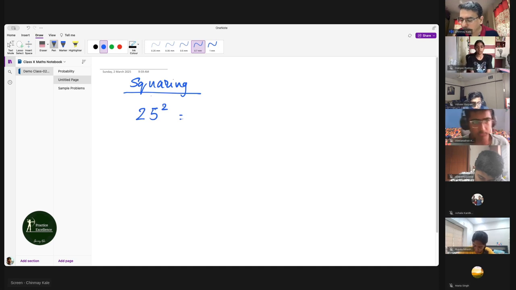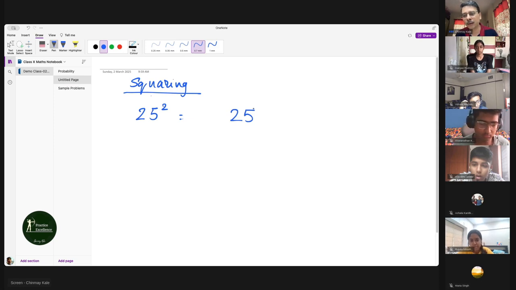Look at all numbers ending with 5. Always have 25 as the end, right? Everybody knows this. Any number ending with 5, the square of that number will have 25 in the end. And what you need to do is this remaining part. Usme kya aayega? For that, you have to look at this number over here, the number preceding 5.